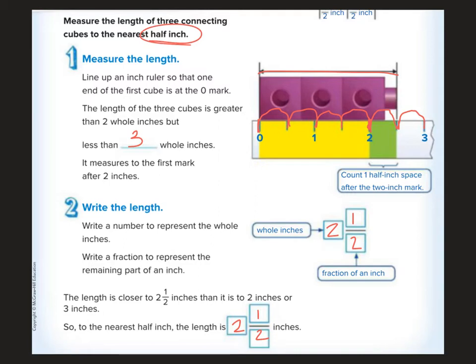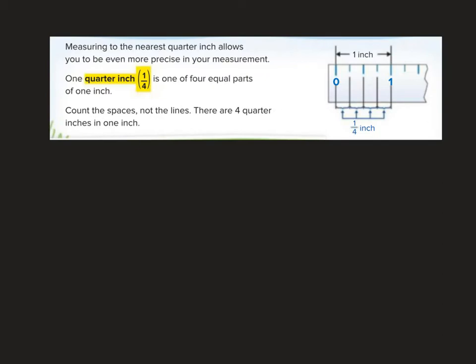Okay, kind of like I was just talking about. 1/2, 1, 1.5, 2, 2.5, 3. It's going to be one of those, either a half or a whole. Measuring to the nearest 1/4 inch, which quarter is another way to say 1/4, okay, allows you to be even more precise in your measurement.